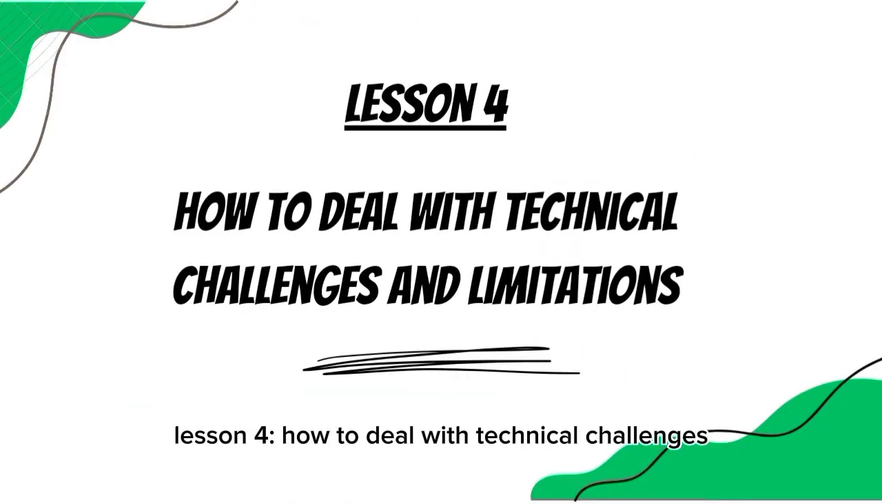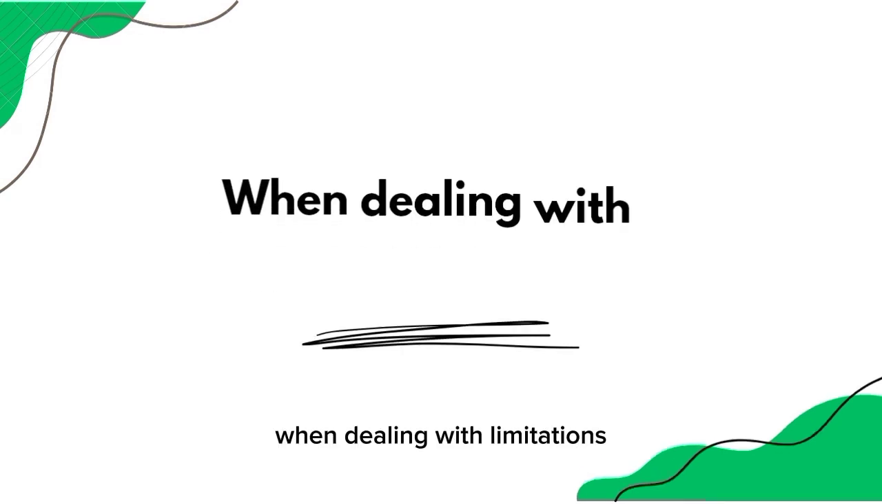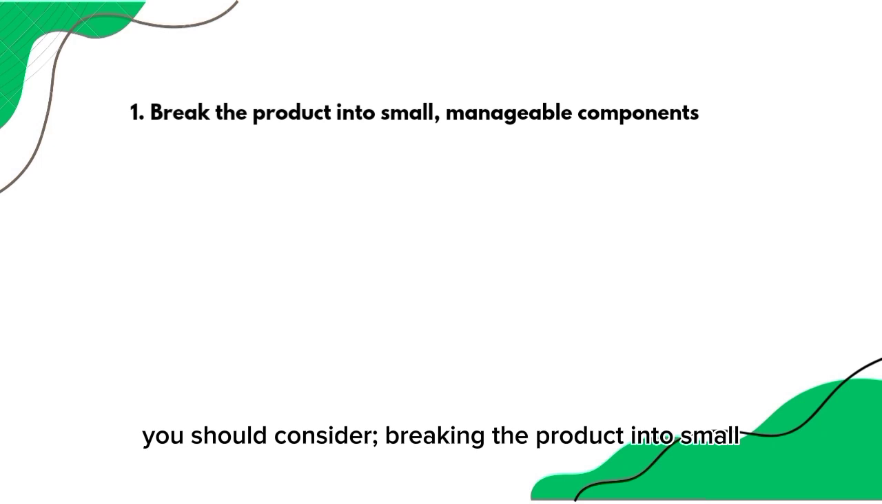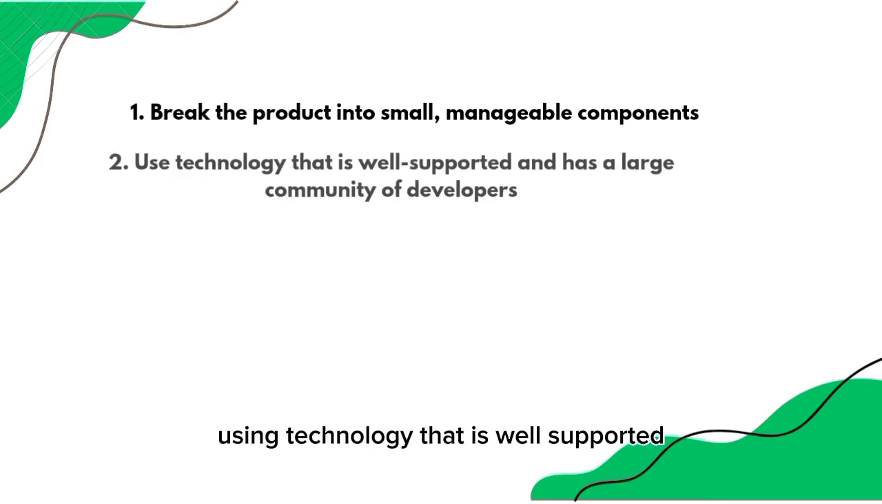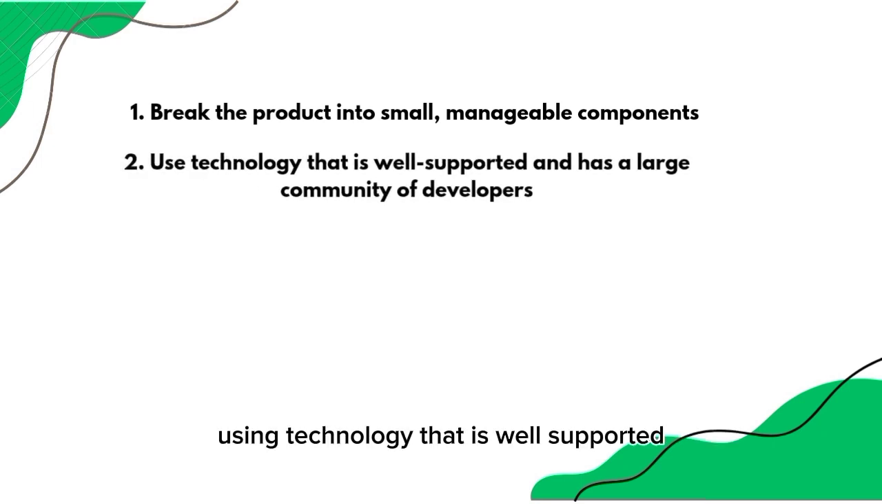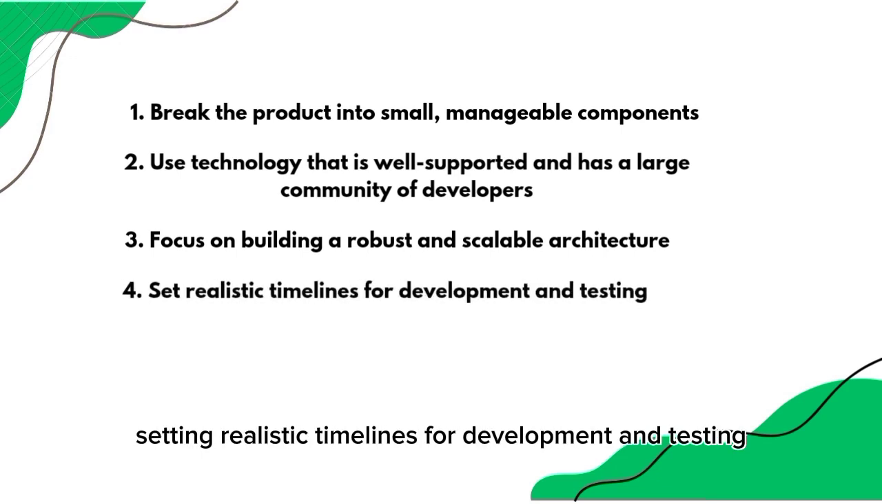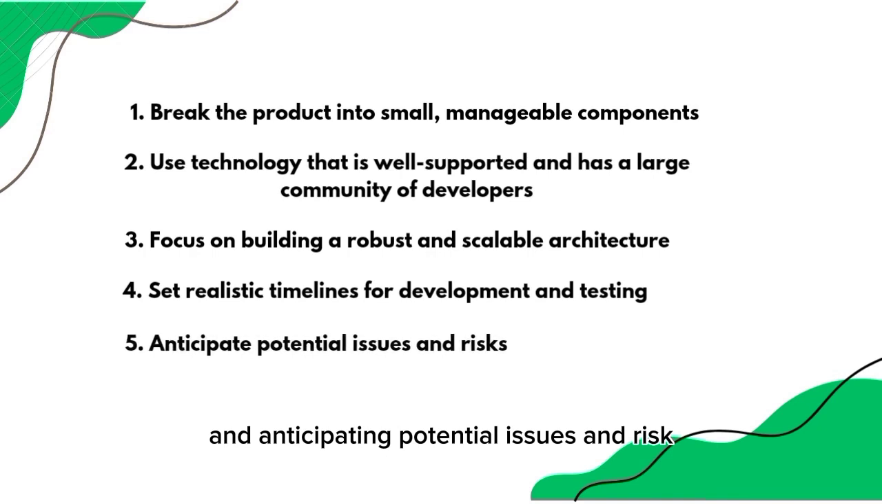Lesson 4. How to deal with technical challenges and limitations. When dealing with limitations, you should consider breaking the product into small, manageable components, using technology that is well supported and has a large community of developers, focusing on building a robust and scalable architecture, setting realistic timelines for development and testing, and anticipating potential issues and risks and having a plan to address them.